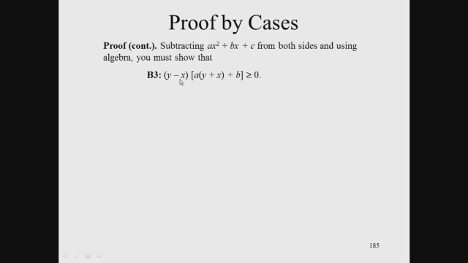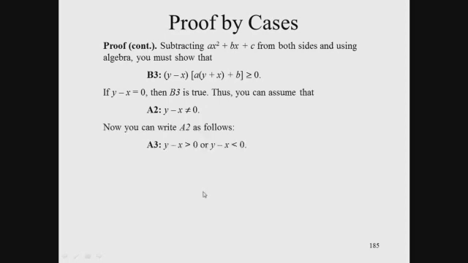Okay, now let's look at the quantity y minus x. Do you agree that if y minus x is equal to 0, then the statement B3 is true? For doing this proof, you might as well assume that y minus x is not 0, because if it is 0, you would be finished, correct? So let's think about what happens if y minus x is not 0. Well, if y minus x is not 0, what is it? Greater than 0? Or less than 0? Perfect. Either y minus x is greater than 0 or y minus x is less than 0.